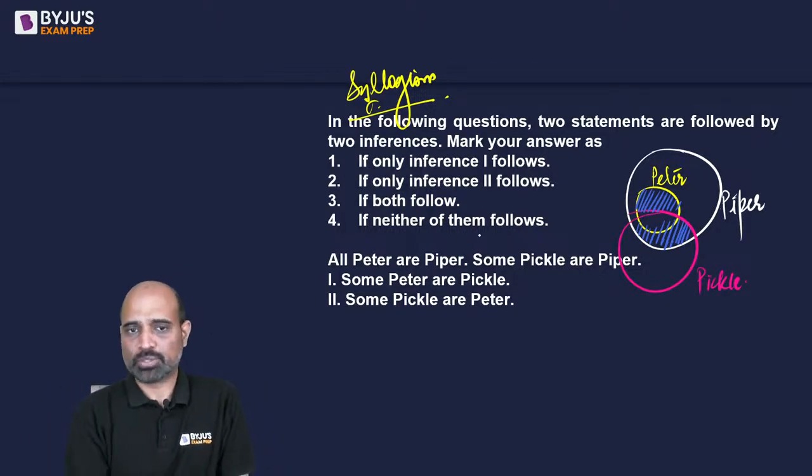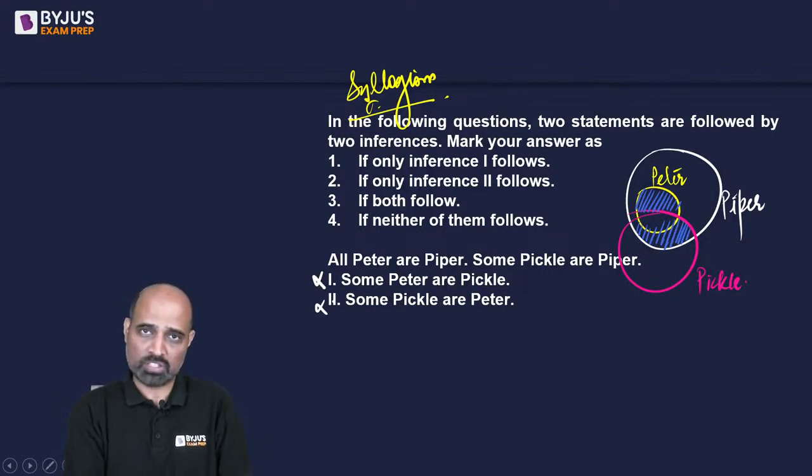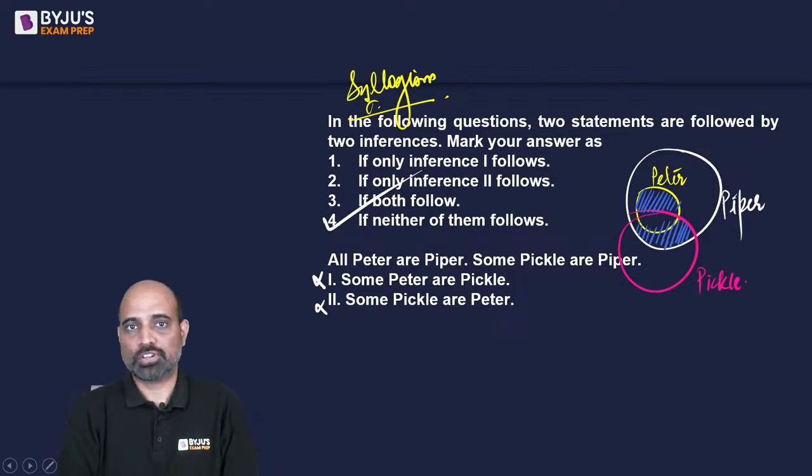Now let's look at the question. Some Peter are Pickle. Maybe, may not be, not necessary. Some Pickle are Peter. If some A's are B's is not true, then how will some B's are A's be true? So neither of them can be inferred. So the answer is going to be 4th. Neither of these 2 inferences is going to follow.